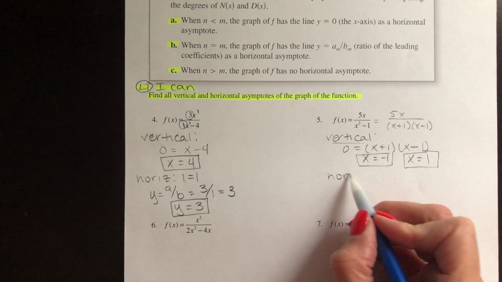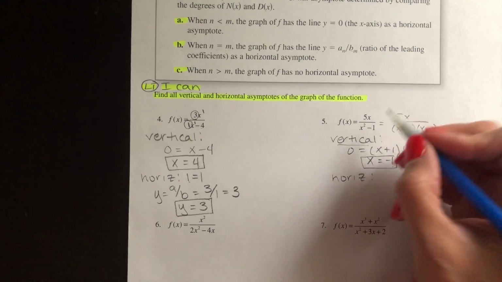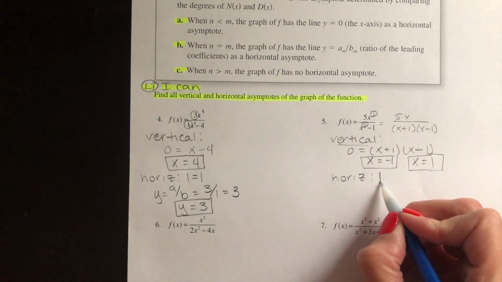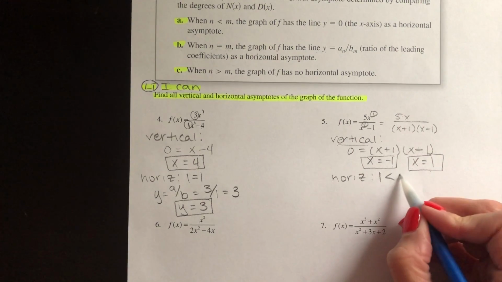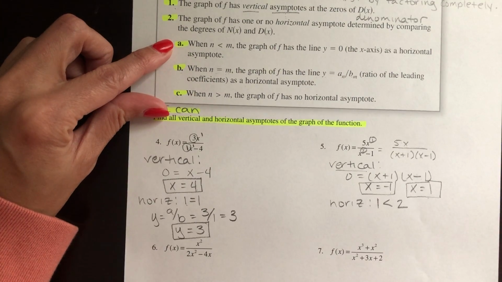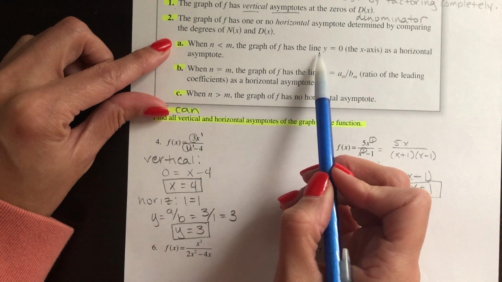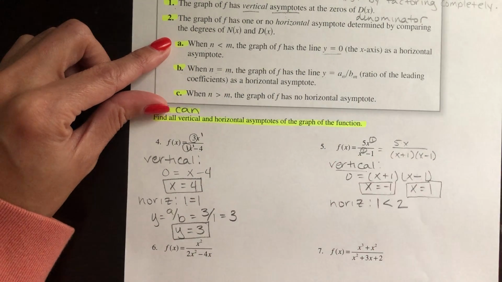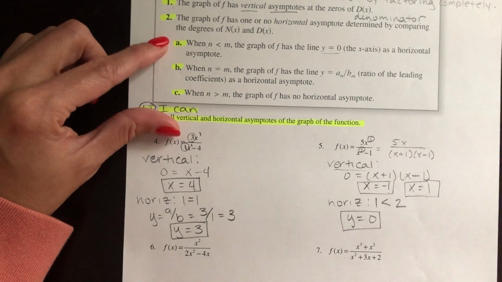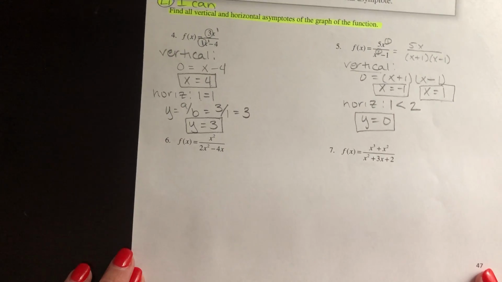All right, let's talk about horizontal. So I'm going to look at my degrees. I have degree of 1 and degree of 2. So top is less than bottom. So that's this case up here. When n is less than m, the graph has the line y equals 0, y equals 0, as the horizontal asymptote. All right, go ahead, pause the video, try the next two on your own.